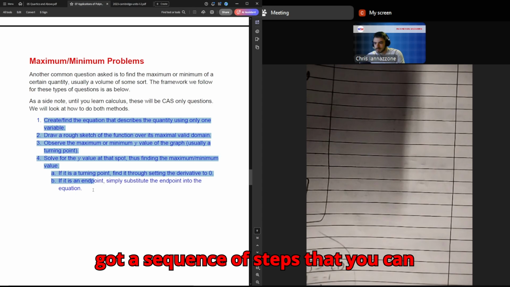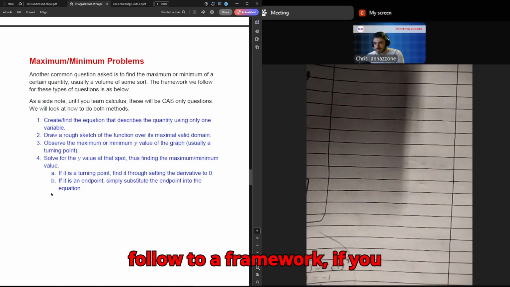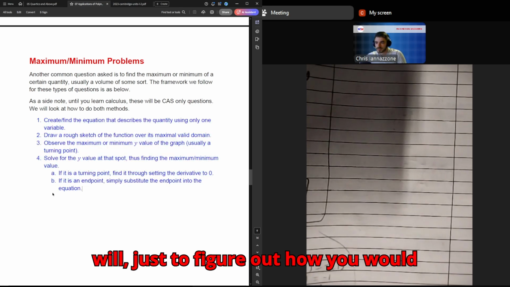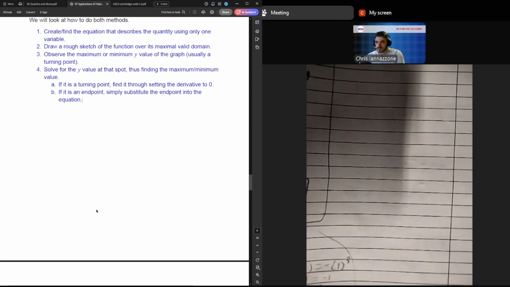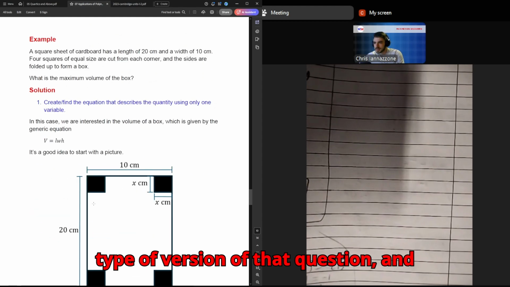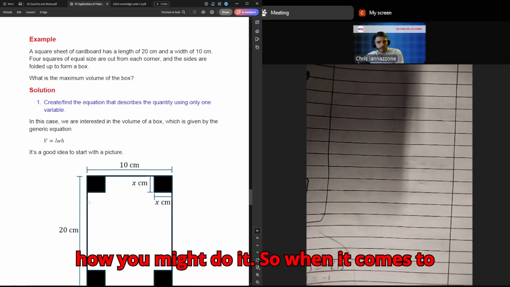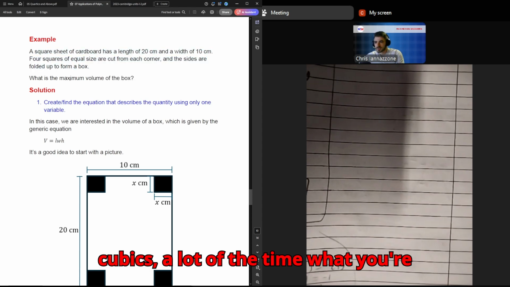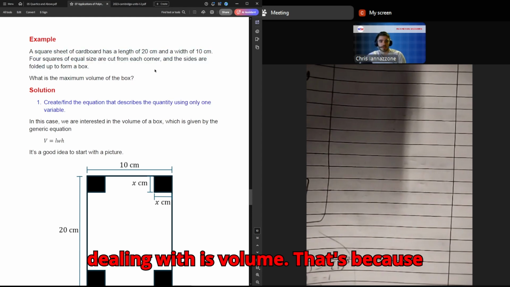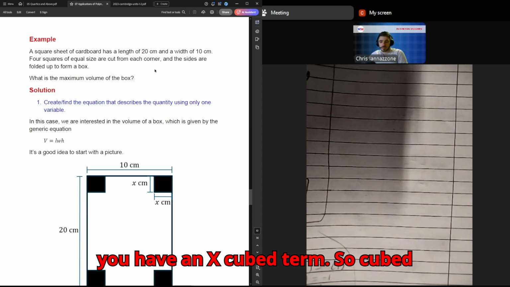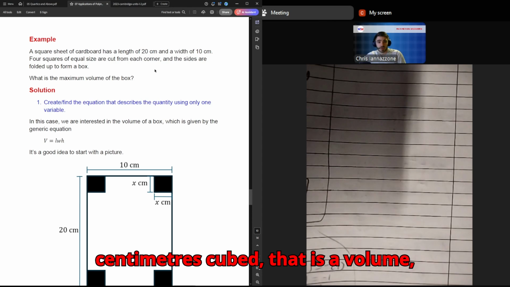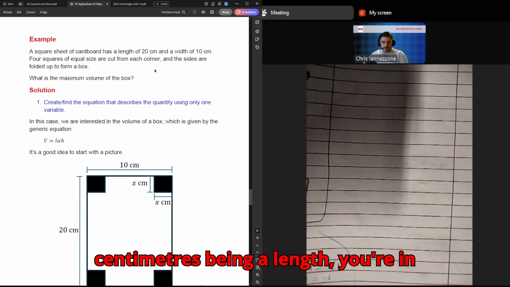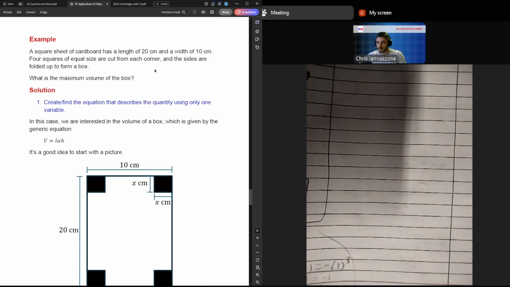So I've got a sequence of steps that you can follow, a framework if you will, just to figure out how you would solve these types of questions, generically for any version of that question. And we're going to go through an example of how you might do it. So when it comes to cubics, a lot of the time what you're dealing with is volume. That's because you have an x cubed term. So cube, of course, meaning like if you had centimeters cubed, that is a volume, versus squared being an area, or just centimeters being a length. You're in 3 dimensions, cubed.